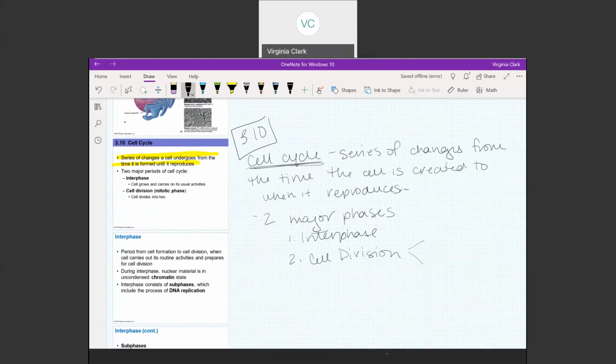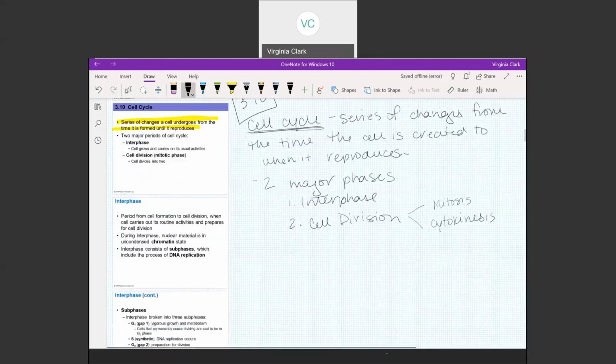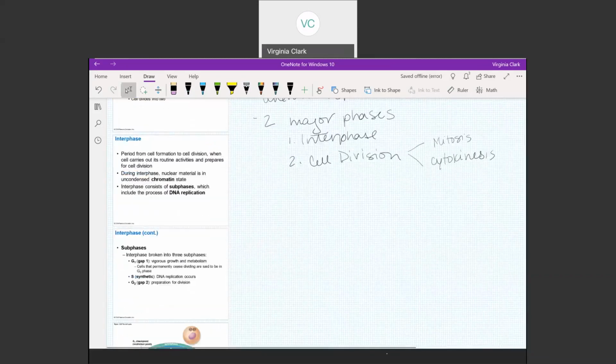Cell division will have 2 parts. One will be mitosis. One will be cytokinesis. We're going to talk about that in a second, but that's where mitosis actually comes into play. So interphase is the normal cell everyday life. This is interphase. When you look at this interphase, it is actually going to have your DNA in the chromatin state. So it's not dividing.